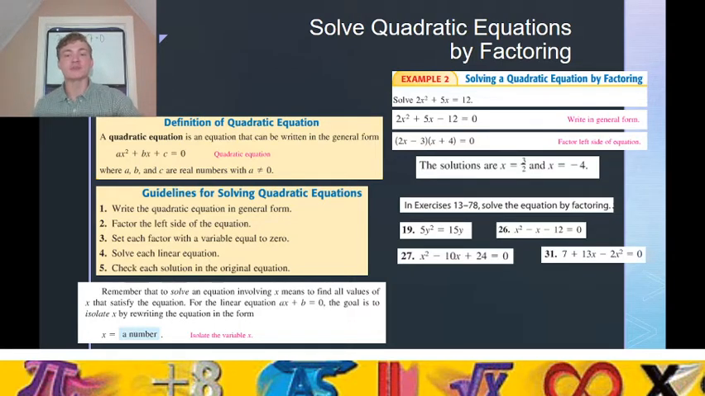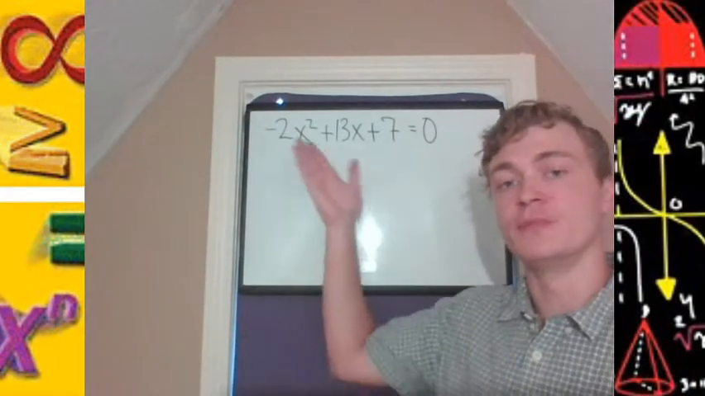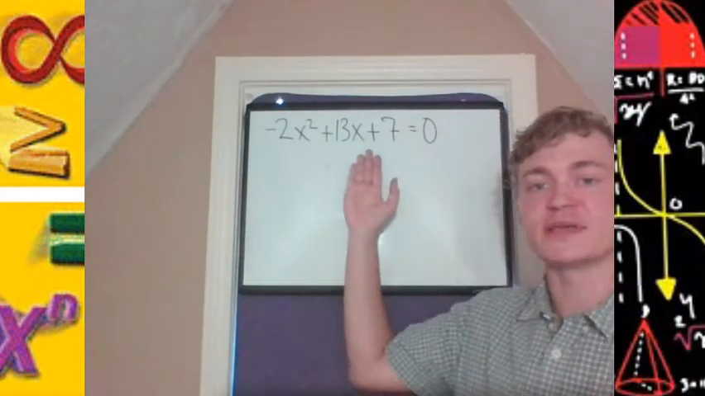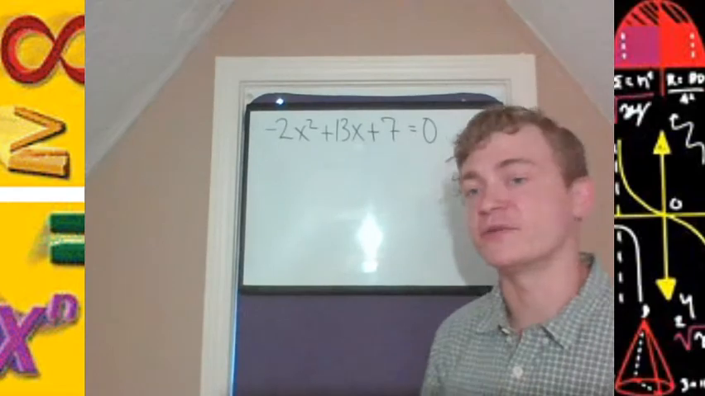We see that the x squared is the largest exponent, so we want to write minus 2x squared plus 13x plus 7 equals 0. We get it in the standard general form. Largest exponent first, followed by the next largest, and of course this is set equal to 0, so now we can look to solve by factoring.